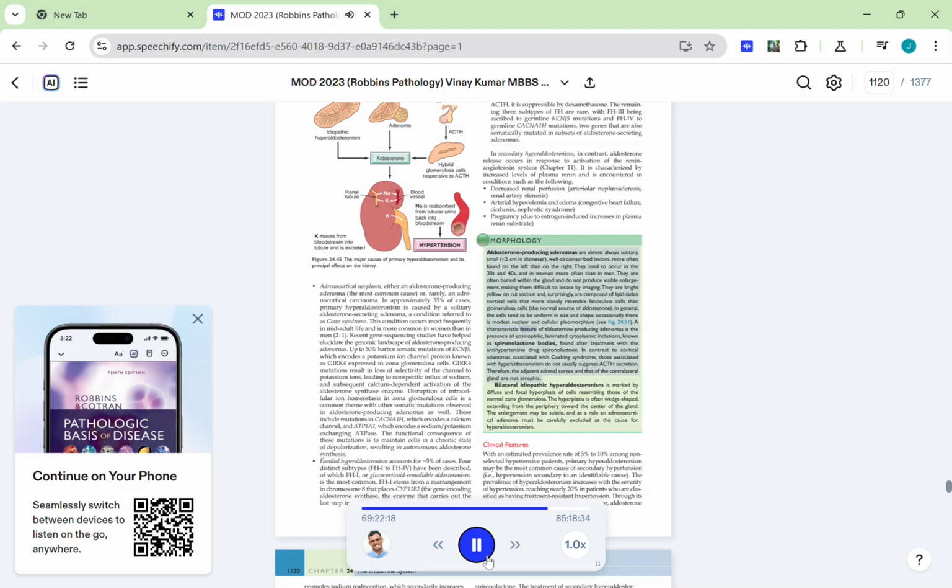A characteristic feature of aldosterone-producing adenomas is the presence of eosinophilic, laminated cytoplasmic inclusions, known as spironolactone bodies, found after treatment with the antihypertensive drug spironolactone. In contrast to cortical adenomas associated with Cushing syndrome, those associated with hyperaldosteronism do not usually suppress ACTH secretion.